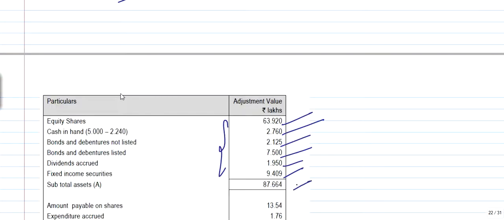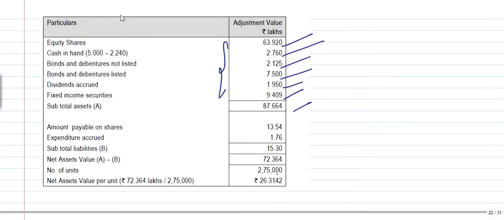We will get the subtotal of assets, A. Then amount payable on shares is given in the question, and expenditure is given in the question. Add these two as B, then deduct B from A. You will get this amount, and the total number of units is given. This amount divided by the number of units, you will get the net asset value per unit. Very simple sum.